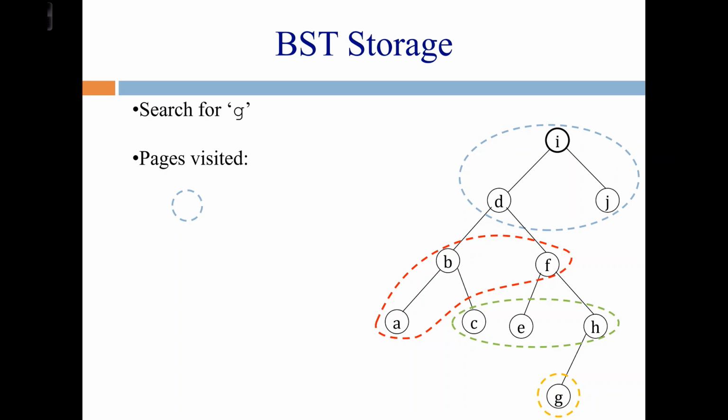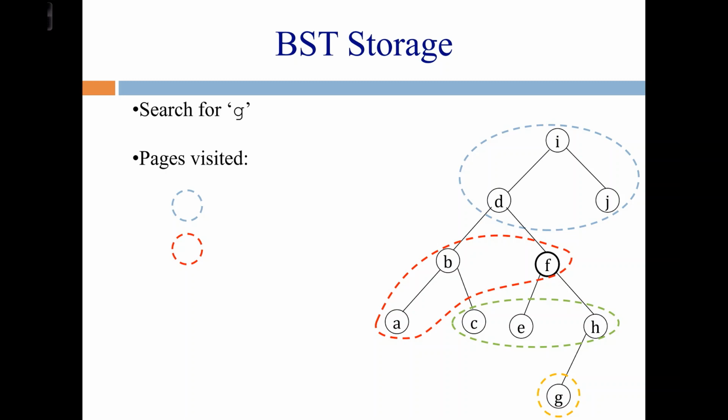So to get to the root node, we have to load the light blue page. Okay, we're going to go to the left and visit the D. It's in the same page, so we've still only visited the light blue page. And we go to the right, so we have to pull in the red page containing F.